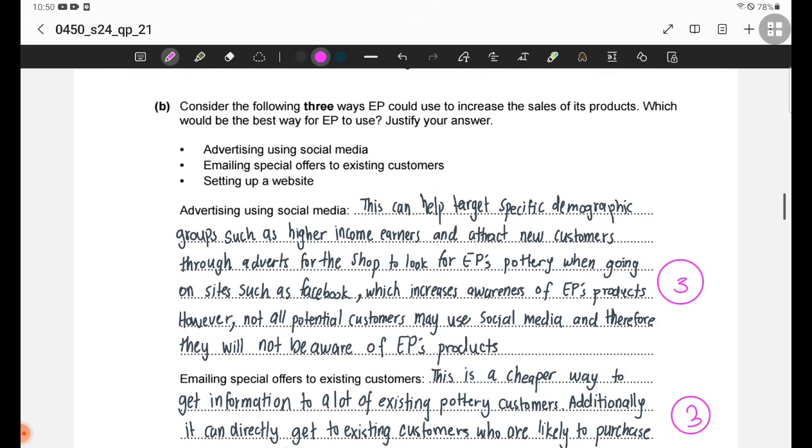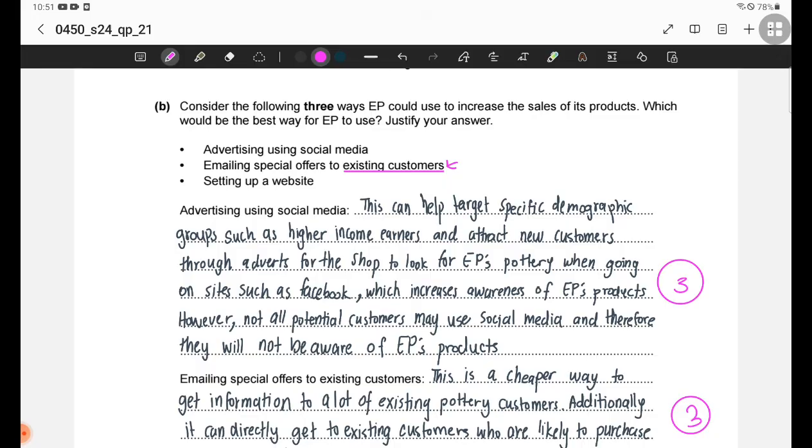So this part says, consider the following 3 ways EP could use to increase the sales of its products. Which would be the best way for EP to use? Okay, we have your good old social media, you have emails, and then of course setting up a website. Please focus here. Many people tend to overlook the fact that email is just to existing customers. When you're sending an email, you need to have the address, okay?